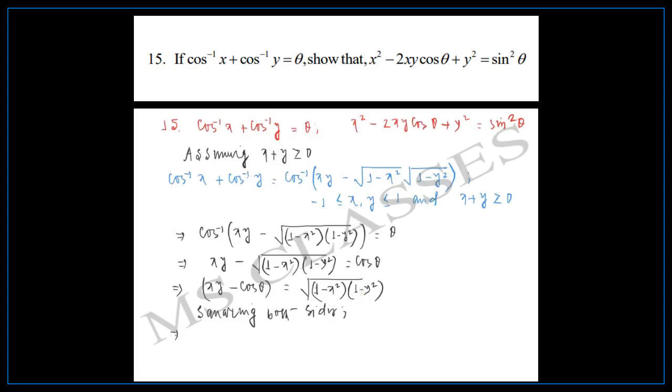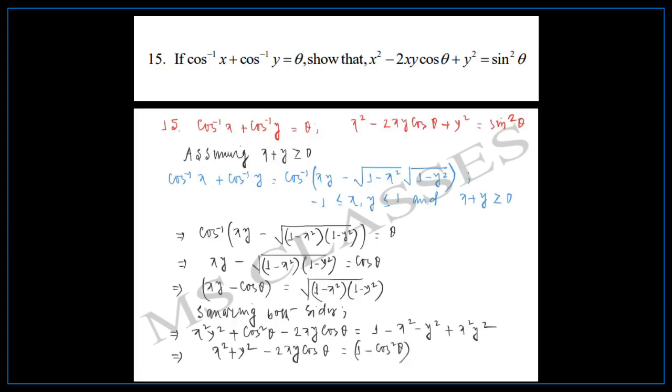So this gives us x square y square plus cos square theta minus twice xy cos theta equal to 1 minus x square minus y square plus x square y square. Now with this simplification we get x square plus y square minus twice xy cos theta equal to 1 minus cos square theta, that is equal to sin square theta.